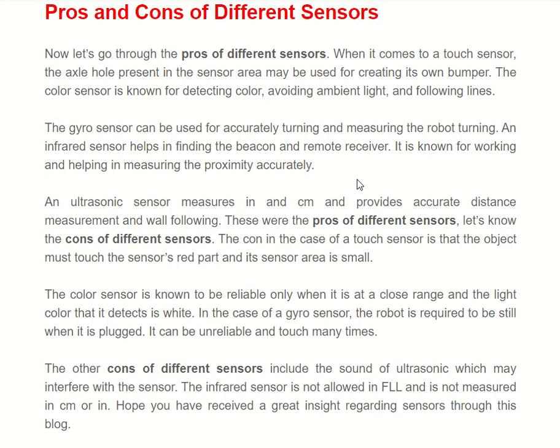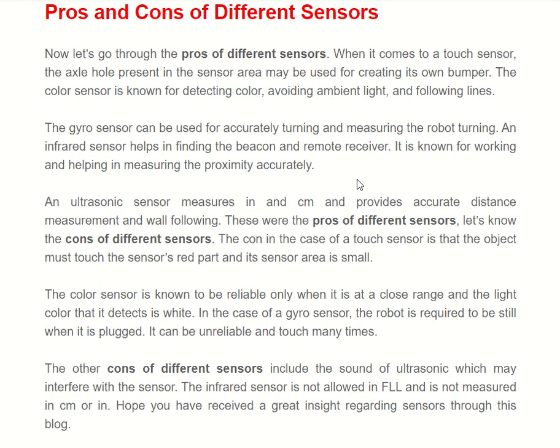and it provides accurate distance measurement and wall following, but it cannot measure long distance, right? The range of the ultrasonic sensor is very small. So these were the pros of different sensors. Now let's see the cons.